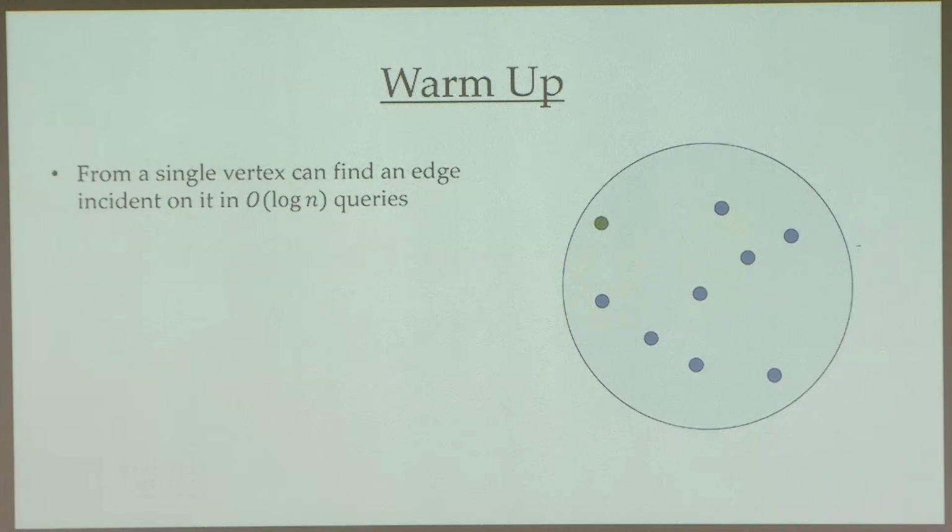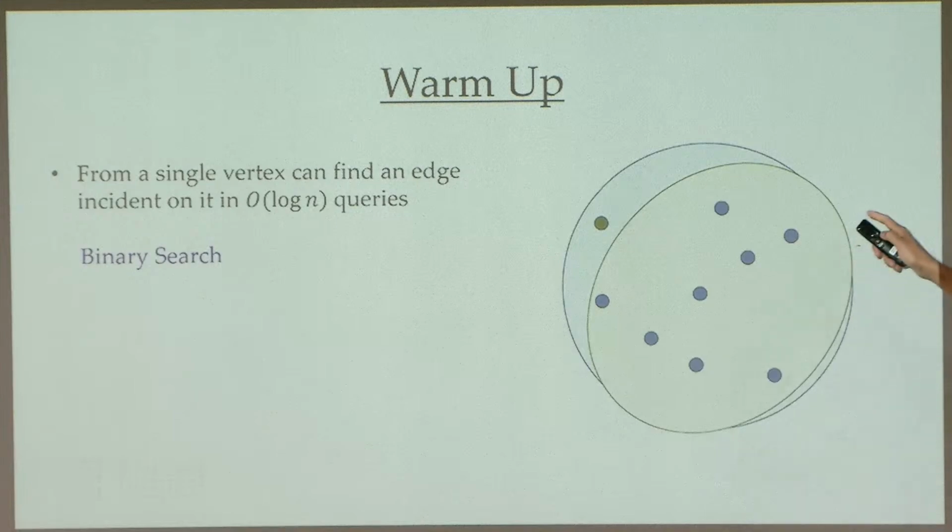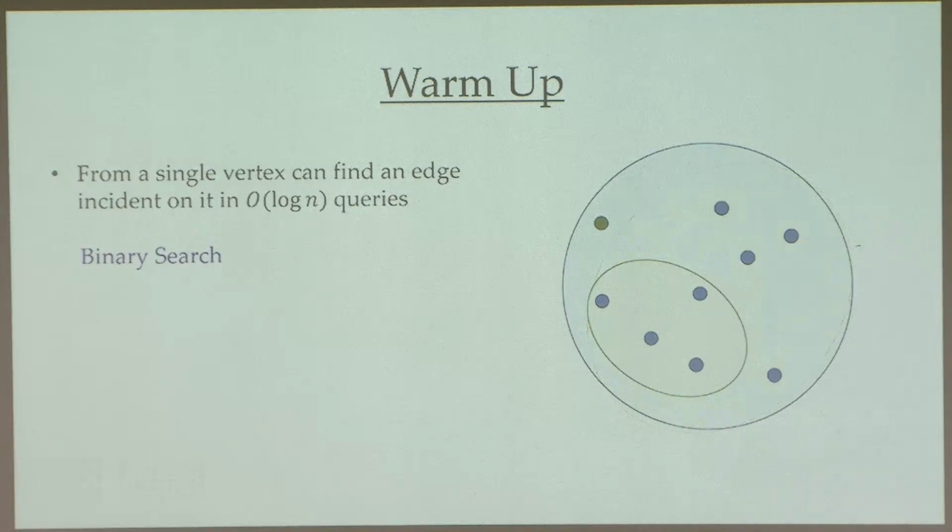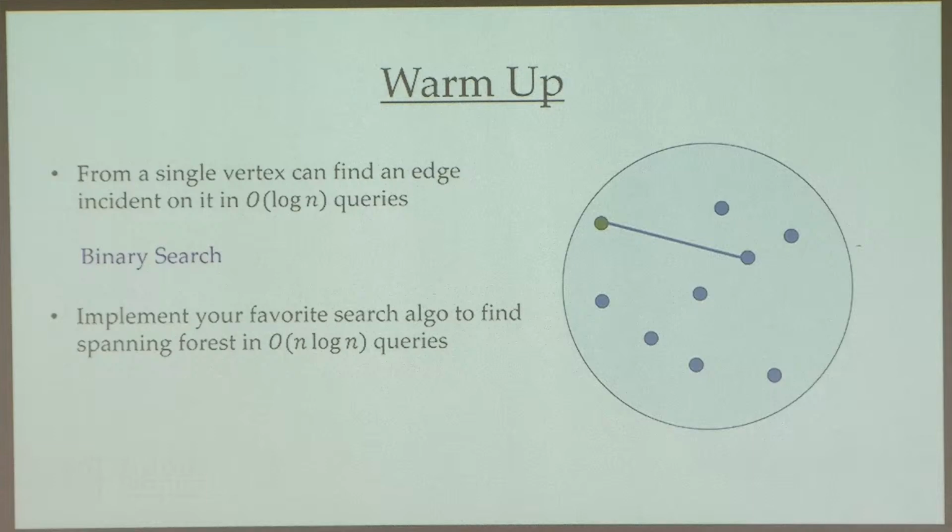So here's a thing you can do. If you fix any vertex, like this green vertex up here, you can find one edge incident to it, if there is any, in just log n queries using binary search, right? So you can ask if there is an edge from this vertex to everybody else. And if the answer is yes, you halve it. And if the answer is no, you go to the other half, and you go on and you can find an edge like this. So it's basically binary search, log n, and you find one edge. And once you've found one edge incident to a vertex, then you can learn a spanning forest by using your favorite depth first search, breadth first search, whatever you want, in n log n. Good? Yes.